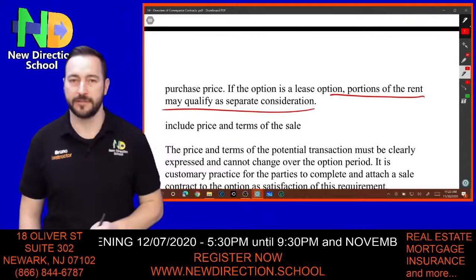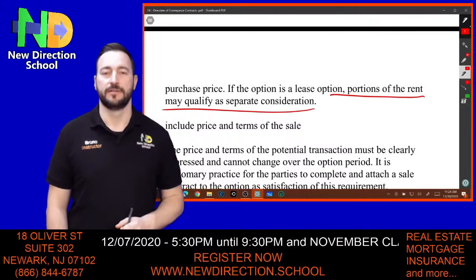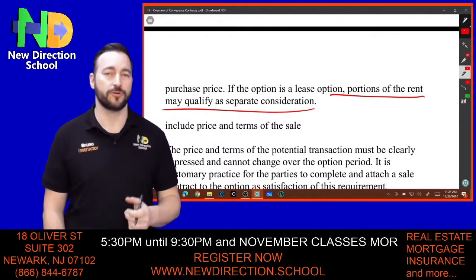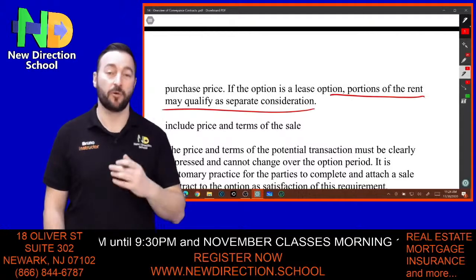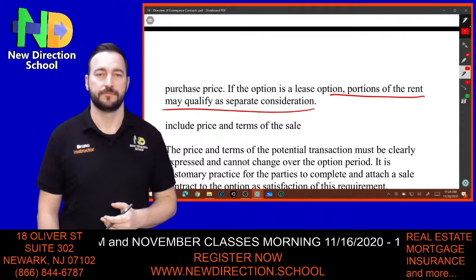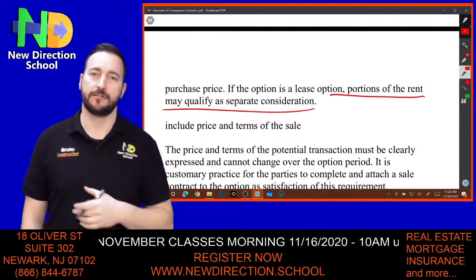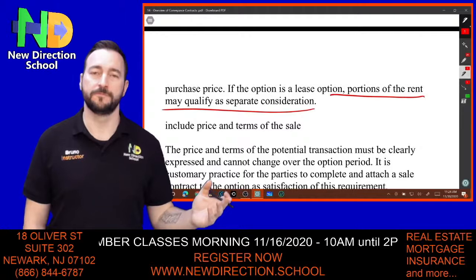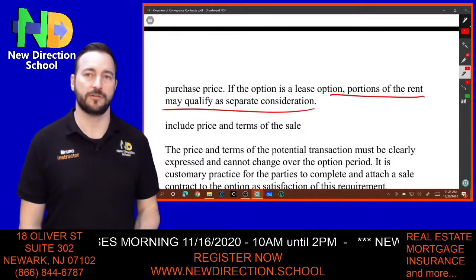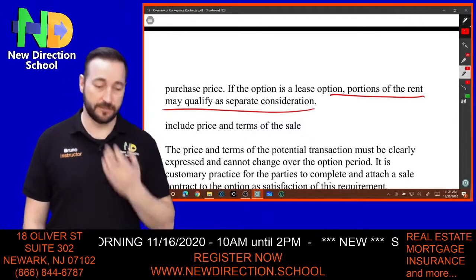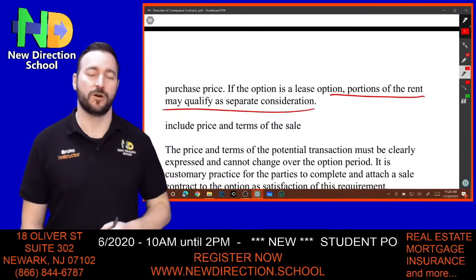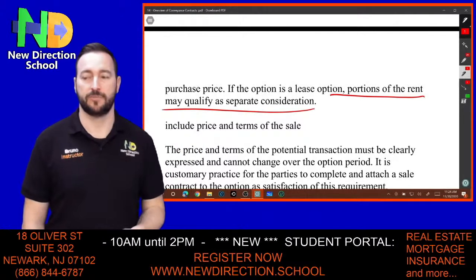Some states, this part is mandatory. They ask that a portion of the lease, whatever you're paying monthly, goes towards the purchase as well. In some states, they don't care. Whatever you're paying in the lease belongs to the landlord. In other states, like here in New Jersey, for instance, they ask that a portion of the rent has to qualify towards the purchase.